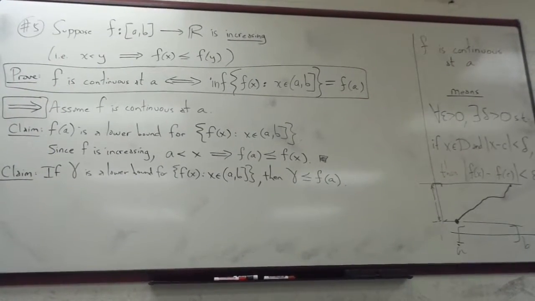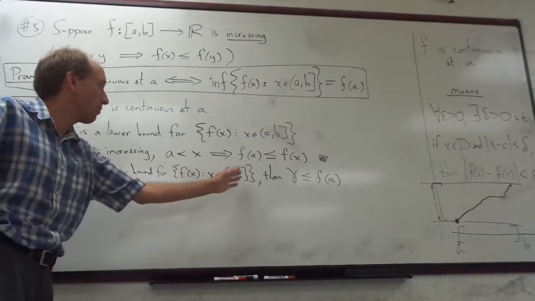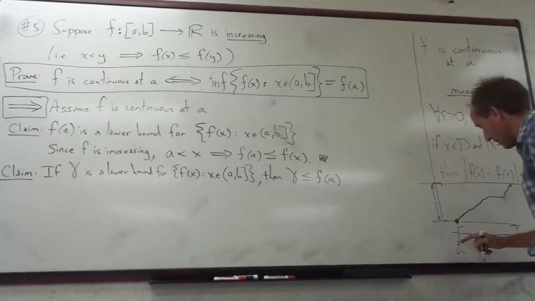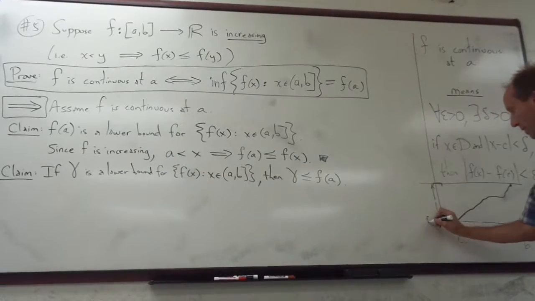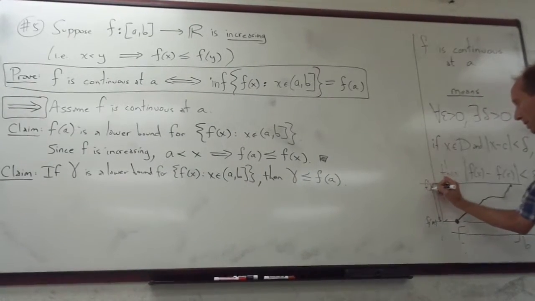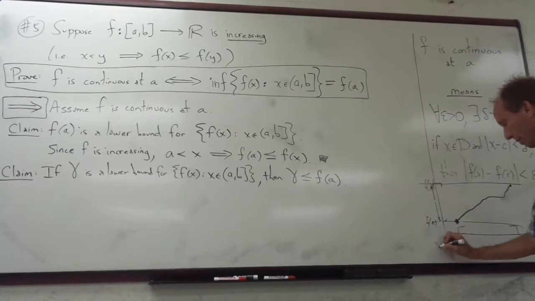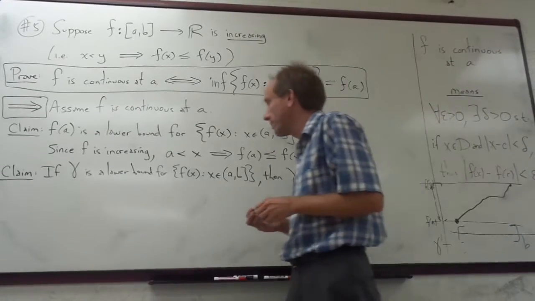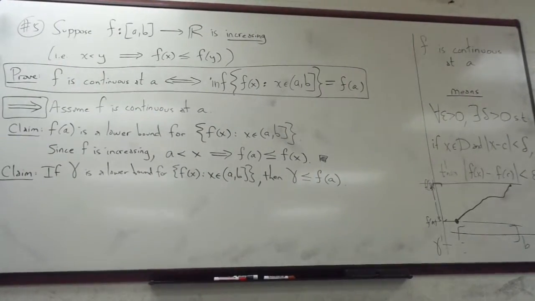Okay. So gamma is less than or equal to all of these values. So in terms of the picture over here, this is f of A and this is f of B. Gamma is going to be somewhere down here, right? Smaller than f of A. That's what we're trying to prove. Any suggestions how we might do that?